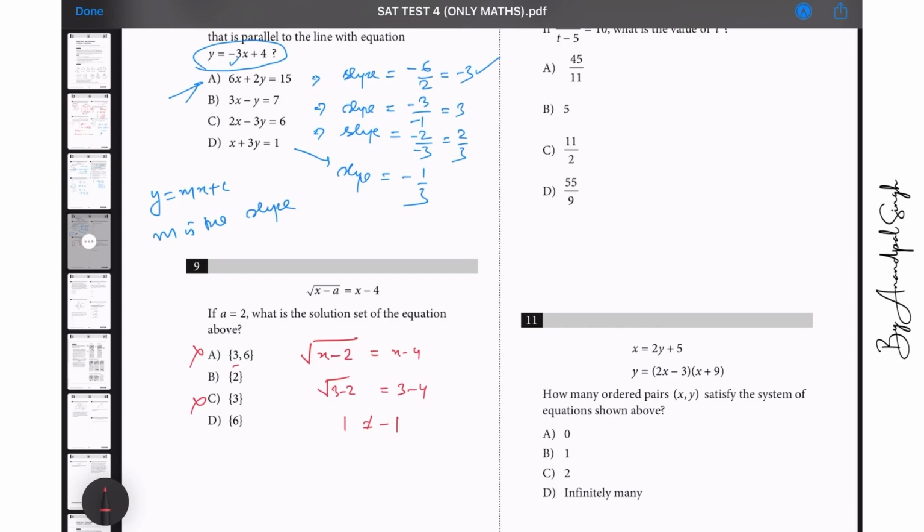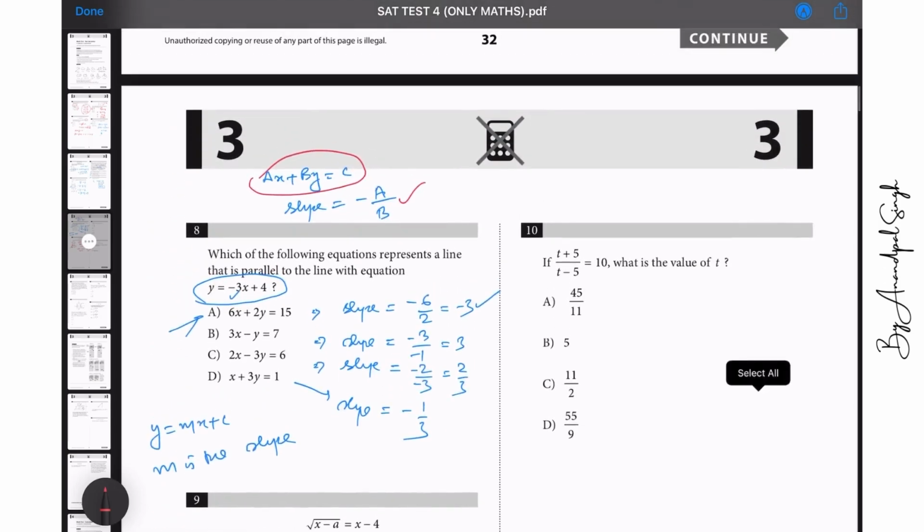Let us put 2. When I put 2, I get under root of 2 minus 2 equals 2 minus 4. That is 0 equals negative 2. No, this is also not equal. So I should go with D. To cross check, we can simply put 6 in this equation. I will get 6 minus 2 as root of 4 equals 6 minus 4. Then root of 4 is equal to 2. Yes, this is correct. So D is the correct answer.